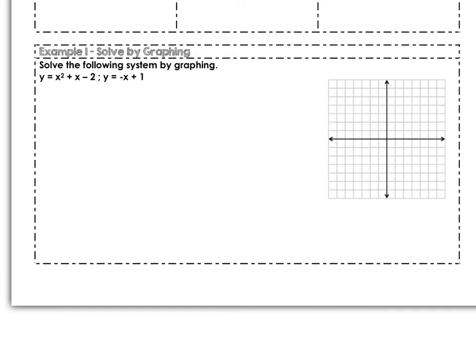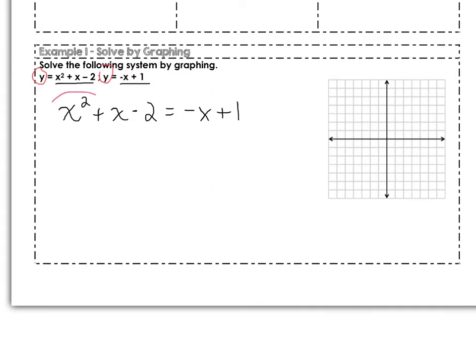Notice that I have these two equations and they are both set equal to y. Because both of my equations are set equal to y, I can set their other parts equal to each other. So x squared plus x minus 2 is equal to negative x plus 1.